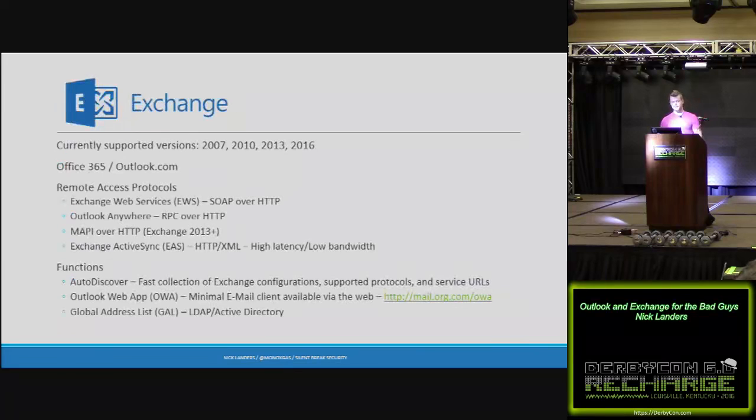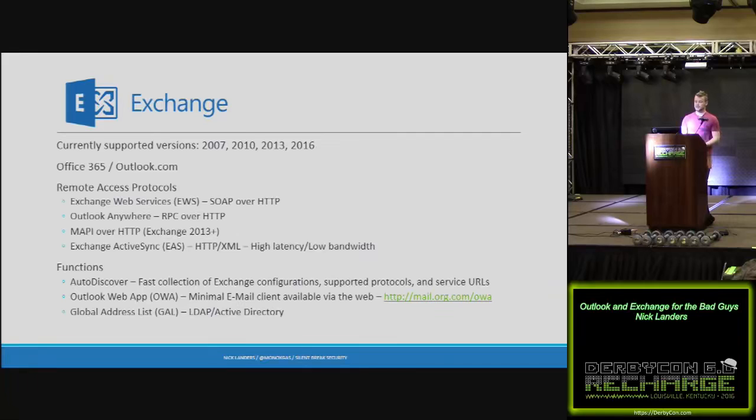So first to start off is Exchange. Microsoft email product. I can't imagine anybody in the room is not familiar with what Exchange is. The currently supported versions are 2007, 2010, 2013, and 2016. There's quite a lot of variance between all of these versions, but typical Microsoft fashion, they do a pretty good job at supporting all of them. And then Office 365, Outlook.com, those are built on top of Exchange. So pretty much any attack you can perform against an Exchange server, you can perform against Office 365 or an Outlook.com profile. It has a few remote access protocols that we can abuse.